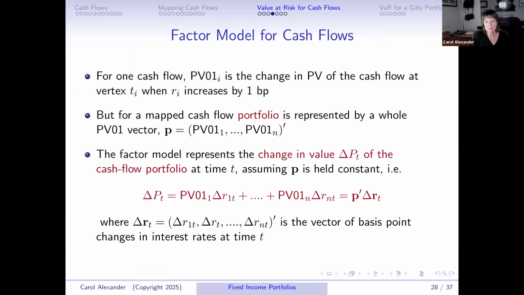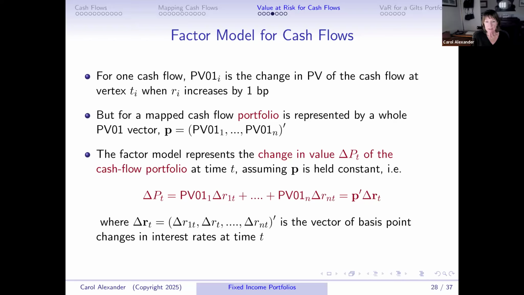So for one cash flow, PV01 is the change in the present value at vertex Ti when Ri increases. So we're going to call it PV01_i for the vertex Ti. And for a mapped cash flow portfolio to vertices T1, T2 up to Tn, you've got PV01_1, PV01_2 up to PV01_n, and we can collect them together in a vector. All vectors are column vectors, but I've just put a little transpose here so that I can write it on a row. So we've got a whole vector, not just one beta, we've got a vector of cash flow sensitivities here. And now our factor model is what's shown in red here.